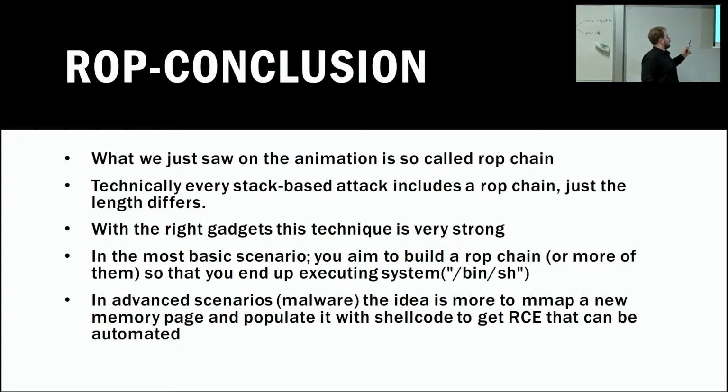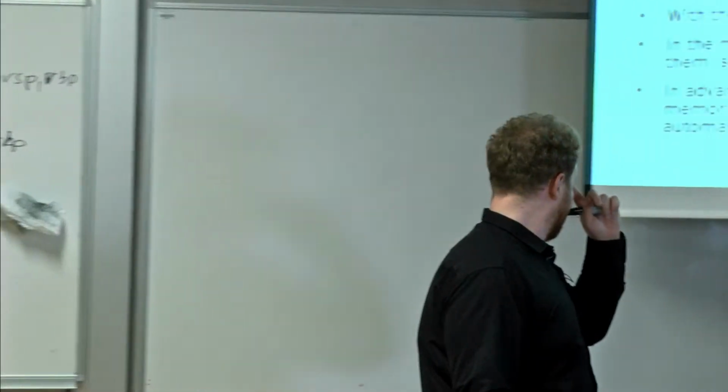The most basic scenario, which we'll be looking at today in the demos, is when you build a ROP chain to call system bin.sh. This makes the binary that is doing something completely different call system with the argument bin.sh to open your shell. And if this is running on a server somewhere, it basically returns to you the connection of the shell and you can have full access to the system.